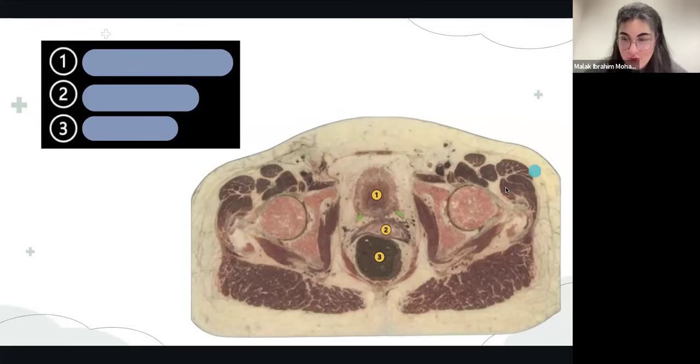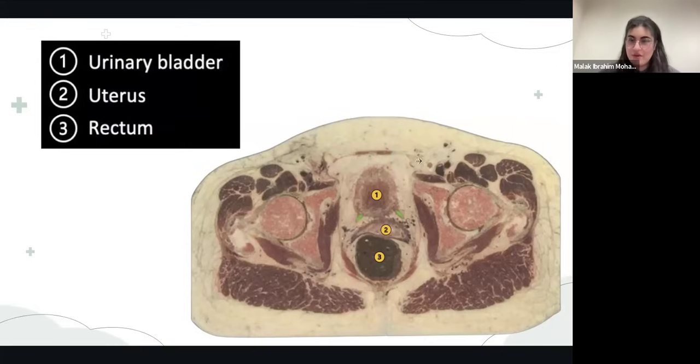Okay, so you guys are right. This is very simple. You have your urinary bladder over here, and this is a woman because your uterus and the vagina would be located behind the bladder. Whereas in males, what would you have? Right behind the bladder.